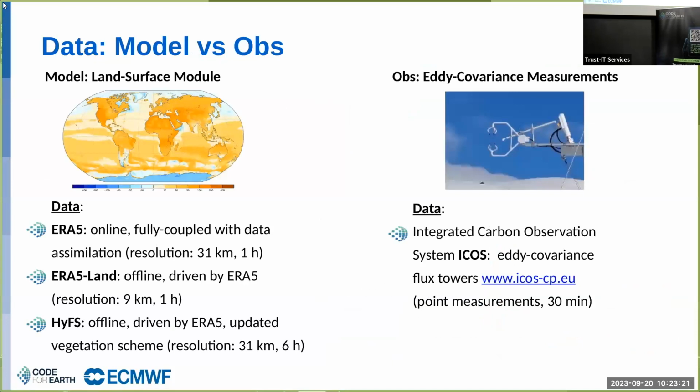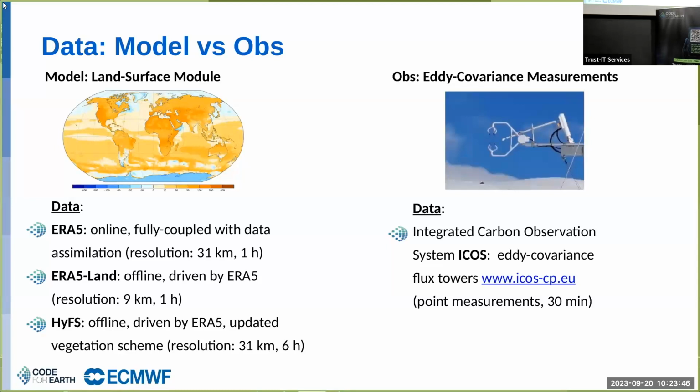And then we use additionally the hydrological forecasting system, which is also one offline and driven by ERA5, but contains an updated vegetation scheme and has a resolution of 31 kilometers, but temporally just 6 hours. And we compare this with eddy covariance measurements. That's the classical type of measurements for turbulent fluxes.